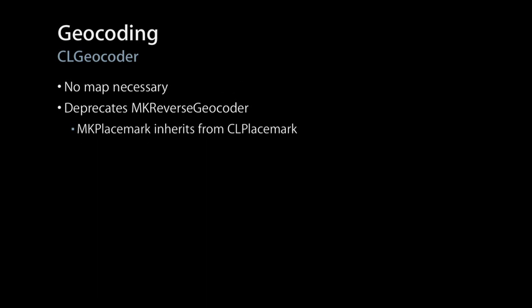Now, some great enhancements that we've done to geocoding is that a map is no longer necessary. You can display this data however you want. This also means that it deprecates MKReverseGeocoder. But for those of you who have been using it with MKPlacemarks, those now inherit from the new CLPlacemark so that you can still plot these results on a map with ease.